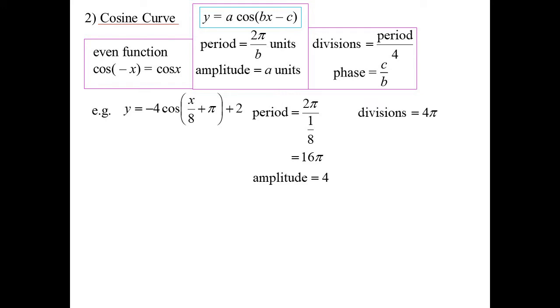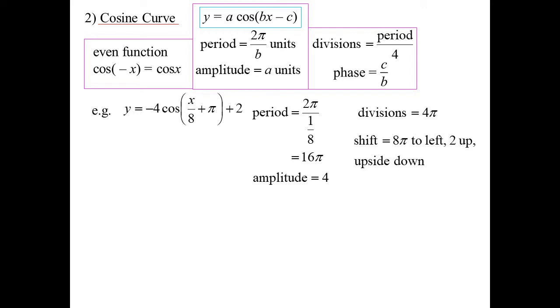I'm going to mark my divisions. Well, 16 pi divided by 4 is 4 pi. And let's look at our shifting. We know we've gone 8 pi to the left. C on b, or another way of thinking about it, what would make the inside of those parentheses there equal to 0? And that would be negative 8 pi, and that's why it's to the left. We know we're going up 2 because of the plus 2. And so the negative out the front tells me that the curve has been flipped as well. So it's upside down.